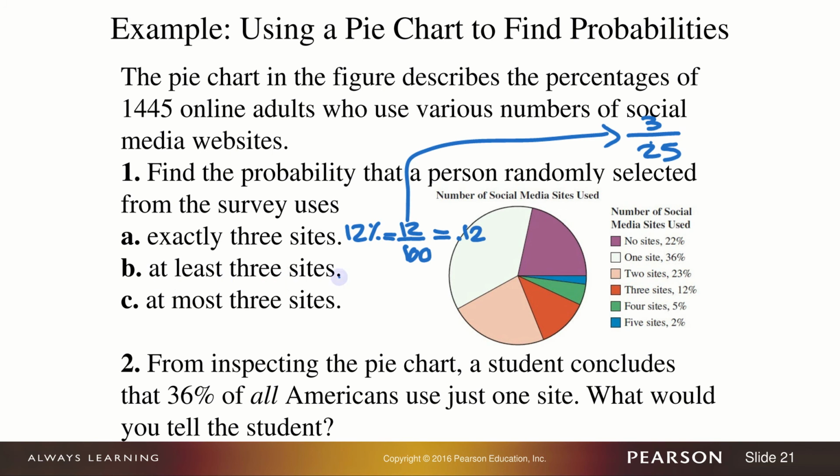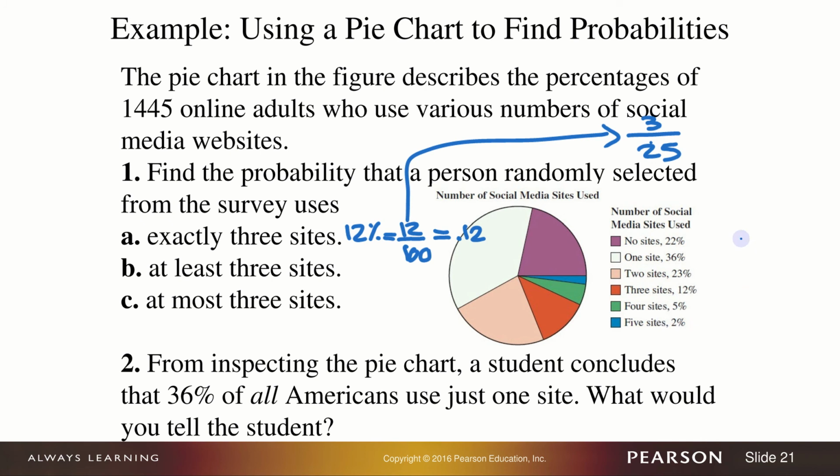At least 3 sites, right? Now, that's going to be different because that's going to include the probability, or the relative frequency, or the percentage for 3 sites, 4 sites, and 5 sites. So basically, we're going to add all those. So 12 and 5 is 17, and 2 is 19.